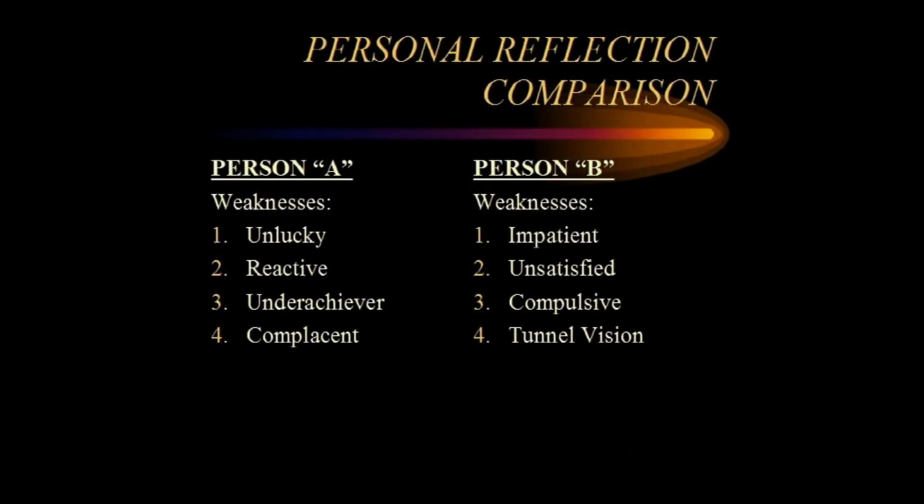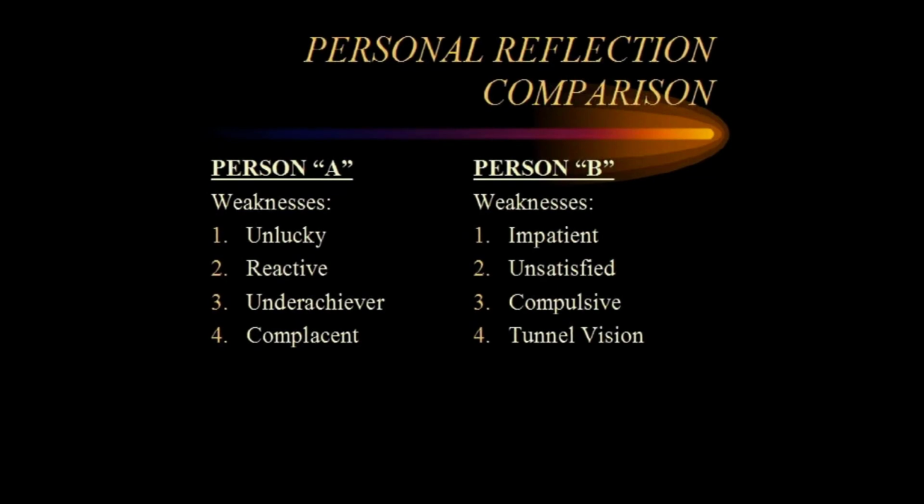Now into the weaknesses. Person A, unlucky. I love the word unlucky. You can be lucky, you can be unlucky. Reactive, an underachiever. And finally, complacent. Those happen. You should know if you fall into any one of those categories. You now look at person B. Now, person B was very confident, but you look at their weaknesses. They're also impatient. They're also unsatisfied, compulsive, and have tunnel vision.